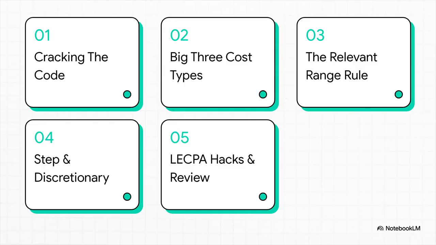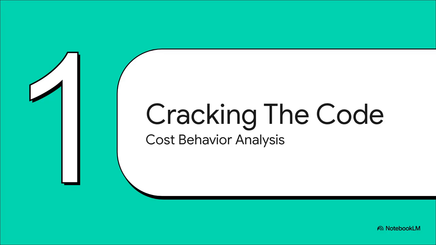So, here is our quick roadmap for long-term retention. We're hitting number 1, cracking the cost behavior code. Number 2, the big 3 cost types. Number 3, the relevant range rule. Number 4, tricky costs, step and discretionary. And finally, number 5, some life-saving LCPA hacks and a rapid bullet review. Let's get into it. Section 1, cracking the cost behavior code.